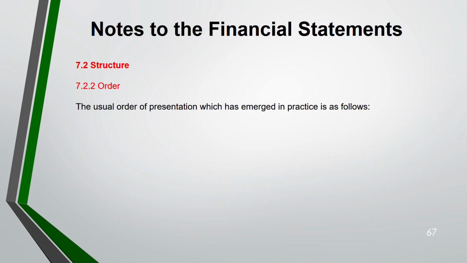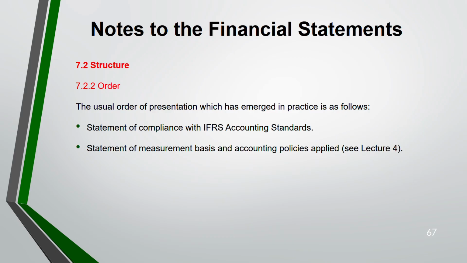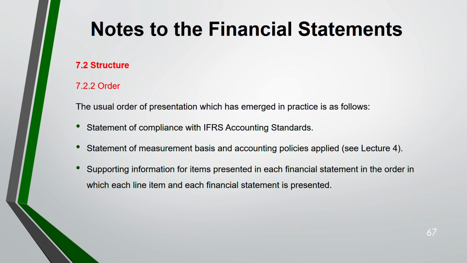Now, usual order of presentation which has emerged in practice is like this. First, statement of compliance with IFRS. Okay, you have to make a statement that you are complying with IFRS. Next, your measurement basis, statement of measurement basis and accounting policies that has been applied. We'll see this in detail in lecture 4, the next lecture. Then, any supporting information for items that are presented in your financial statements in the order of the line item. And each financial statement is presented. See, the order of the line item that is there in your financial statement. Based on that order itself, you can give the notes.